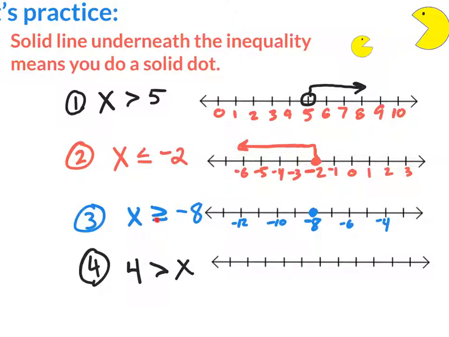Because of the equal, right? The "or equal to," the solid line underneath, means you're going to do a solid dot. Okay, so it is a solid line, so you're going to put a solid dot right there. Now, greater than, is it to the left or to the right? To the right. There you go.